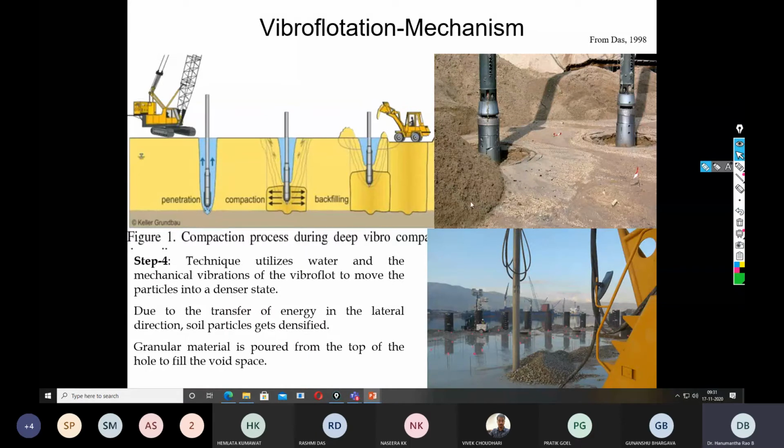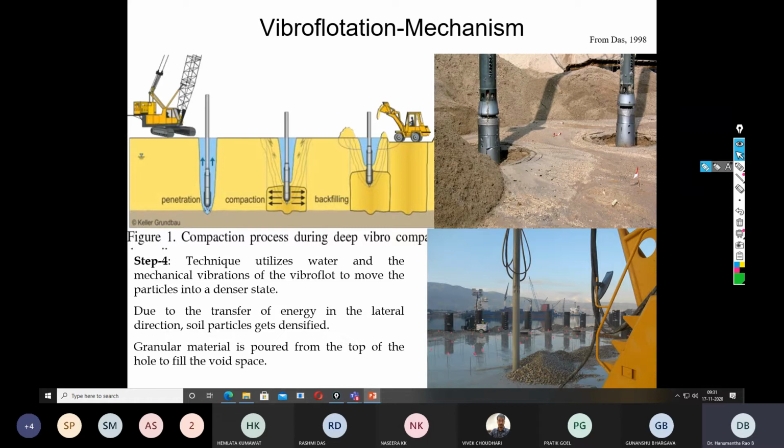So as you can see, this schematic diagram further explains the mechanism. This is the penetration of the vibro probe. Once the probe is driven to the desired depth, we apply the vibration energy alone. This vibration energy is spread in the lateral direction, not in the vertical direction. Because of this lateral vibration energy, a certain amount of the soil in the lateral direction gets densified.